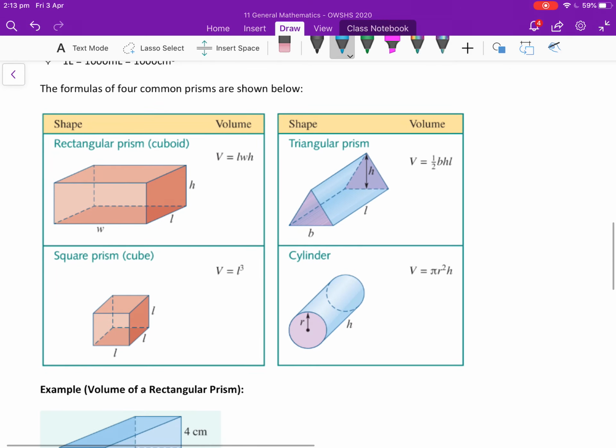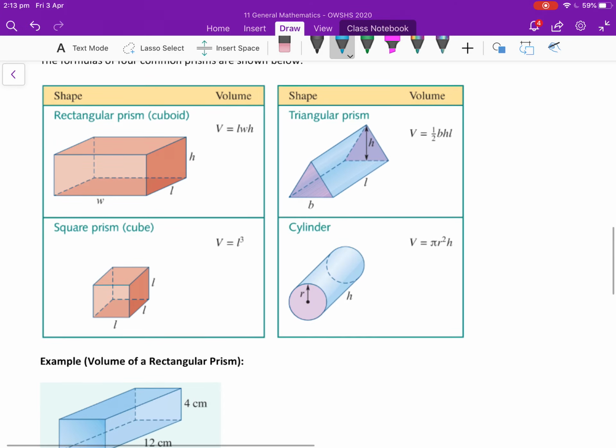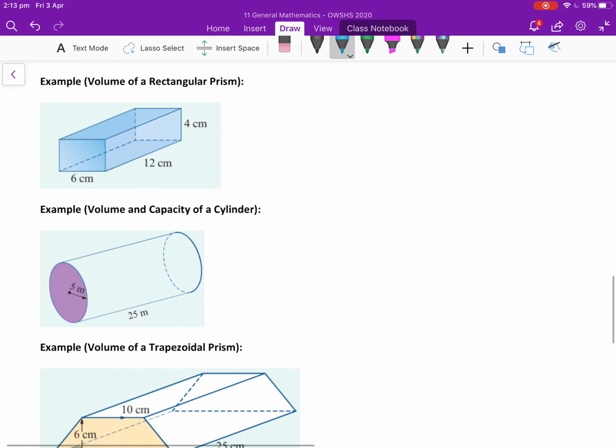We have some popular formulas here for some common prisms. So again, if you want to pause the video, you can write those down. And then we're going to go through a couple of examples.